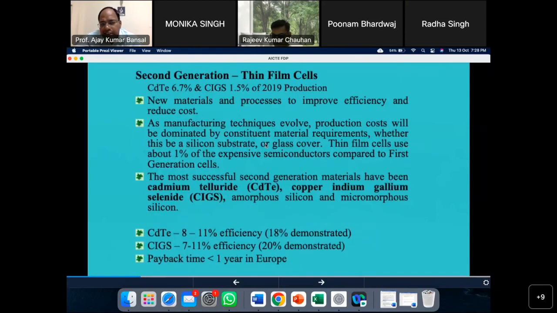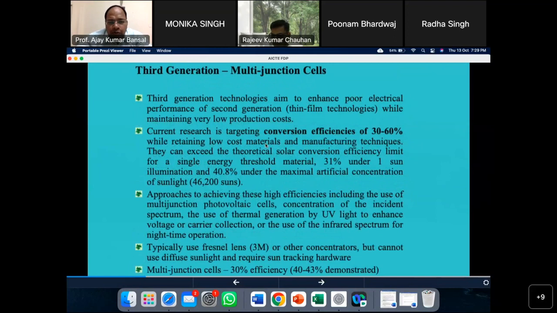Then comes the second generation, that is thin film cells. The efficiency of these is less as compared to the single crystal. They have an efficiency of around 10 to 11%, they are known as the second generation, and they use cadmium, copper, indium. And then now we have multi-junction cells, that is the third generation cell. The third generation technology aims to enhance the poor electrical performance of the second generation, because they have very low efficiency. So the current research is targeting a conversion efficiency of 30% to 60% as compared to 15% to 20% of the cell.